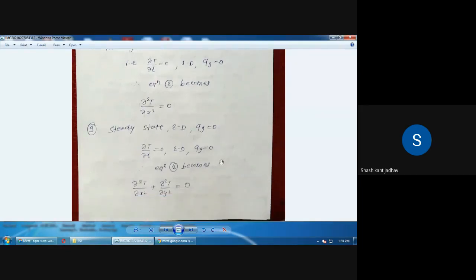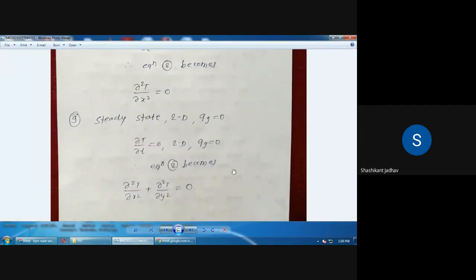And in the next three conditions, we have considered different conditions. Steady state one dimensional is one condition. In the second, we have considered steady state one dimensional without internal heat generation. Then what is the equation for that? Dou square T upon dou x square is equal to 0. And for the last condition, we have considered steady state two dimensional and Q is equal to 0. For that condition, we get the equation dou square T upon dou x square plus dou square T upon dou y square is equal to 0. So this part we have discussed in the earlier lecture.